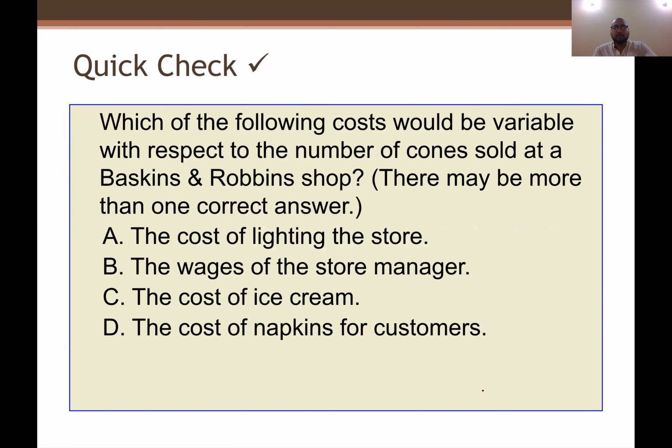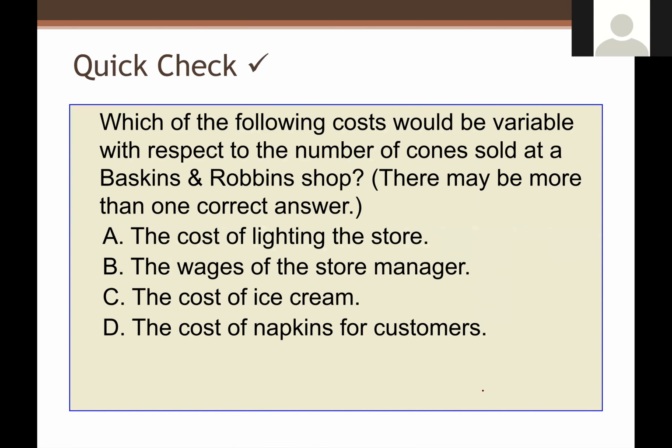So this is a quick check. I require everyone to participate here. Which of the following costs would be variable with respect to the number of cones sold at a Baskin Robbins shop? There may be more than one correct answer. So tell me, which would be the variable cost? Number one, the cost of lighting the store. Is it variable or fixed?